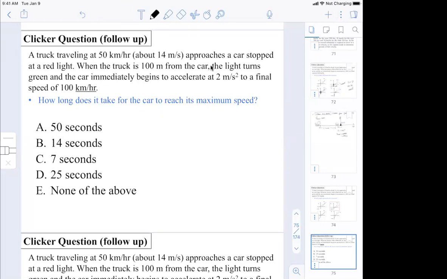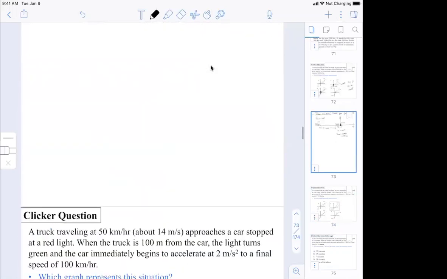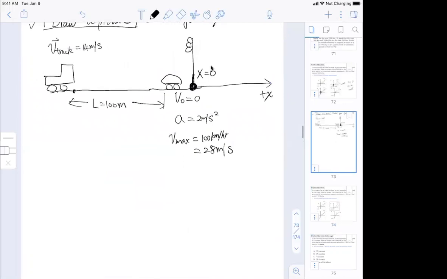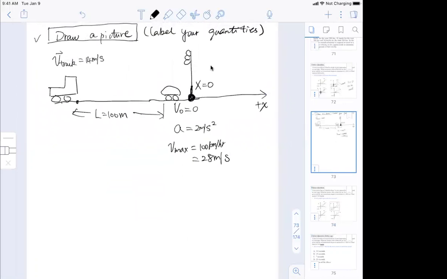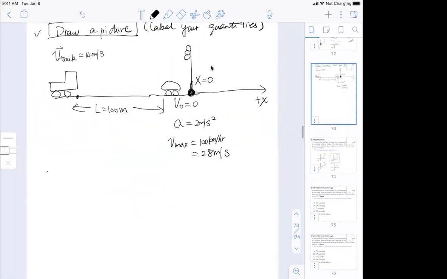And as you vote, I'm going to go back to my previous page and continue with my solution here. So the question I'm trying to answer is, how long does it take for the car to reach the maximum speed? Okay, so here you have drawn the picture. That's your first step in solving the problem.